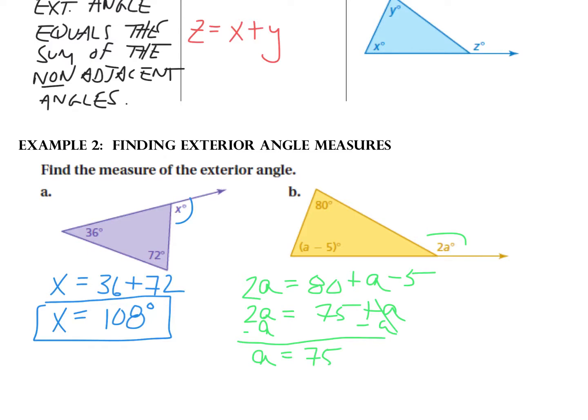Now, the question here does not say find the value of A. It says find the exterior angle measurement. So here's where you need to take this answer and then say, okay, well, the measurement is 2A. So I have to plug it in to say that the exterior angle is actually 150 degrees. So you just have to be careful on those degree ones. Sometimes it just wants the value of the variable. Sometimes it wants to know the actual measurement of that angle.